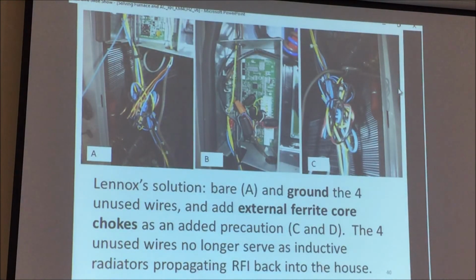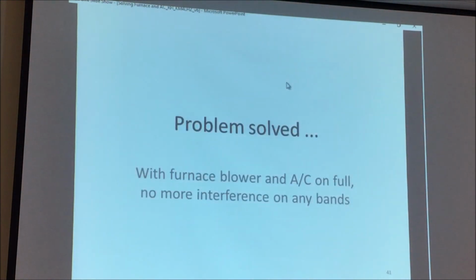So they just pulled them out? I'll show you what they did. In the left-hand picture A, they bared the ends of all 4 unused wires. They tied them together with a cap, they grounded them, and then for good measure, though it's a little bit hard to see, he put ferrite core chokes on each wire. I said, where'd you get the chokes? He said, oh, I got them from Amazon Prime. Where do you get yours? And that fixed my RFI problem.